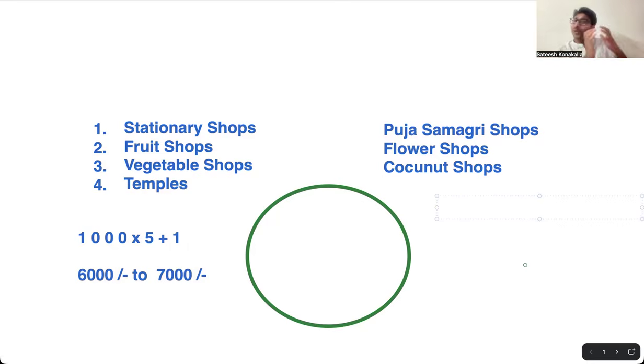Puja samagri shops, you can do the same thing. When you go to a temple, there are small laborers, not educated. They will sell coconuts in front of temples, and they will sell flowers, right?